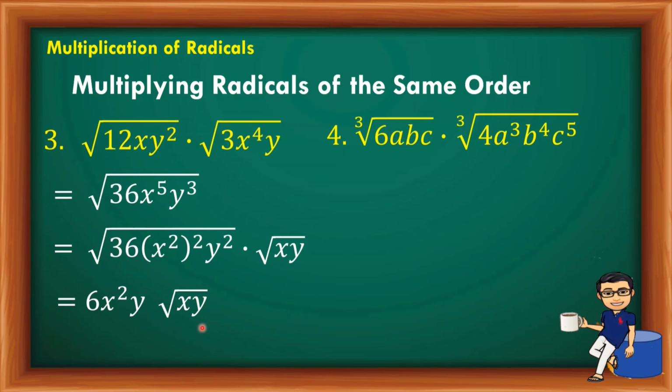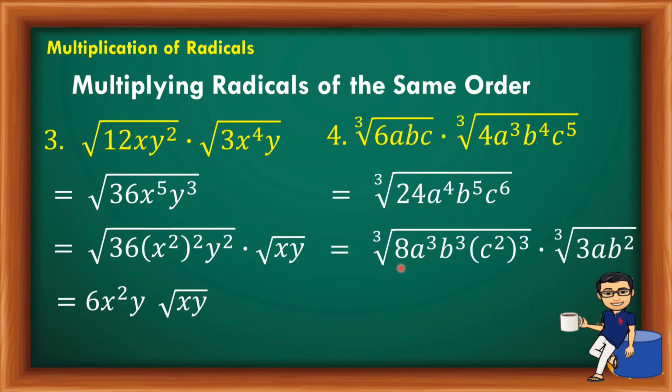Cube root of 6ab times the cube root of 4a cubed b to the 4th c to the 5th. Multiply natin. The product is this. 6 times 4, 24. A times a to the 3rd, a to the 4th. B times b to the 4th is b to the 5th. And c times c to the 5th is c to the 6th. So, factor tayo na may perfect cube. Ang factor noong 24 ay 8 times 3. Perfect cube ito kasi 2 times 2 times 2, 8. So, pwede uli siya sa cube root.